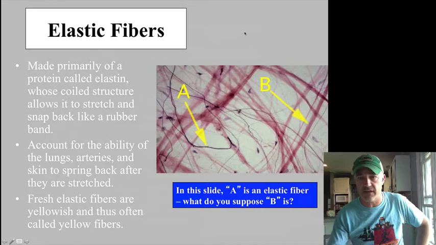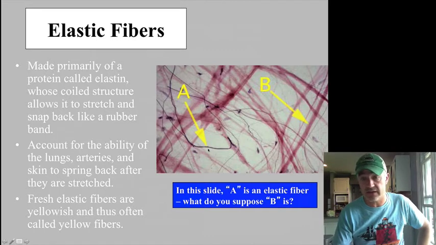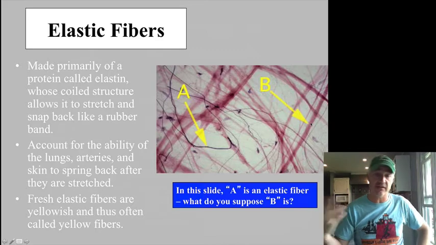If you look at the picture right here, we'll talk about this type of tissue in a little bit. This is loose connective tissue, or areolar connective tissue. This more purple fiber right here is an elastic fiber. This pink fiber right here is actually a collagen fiber.